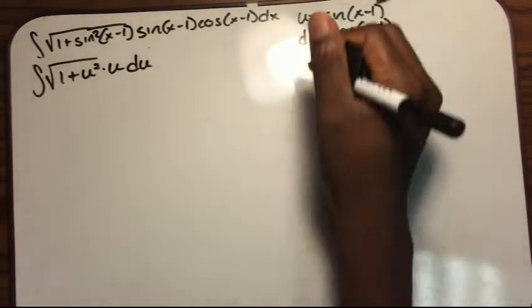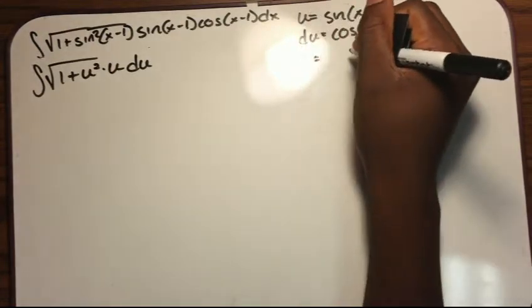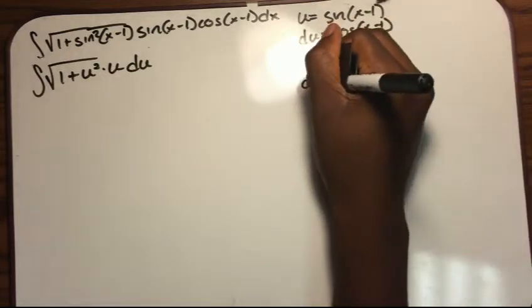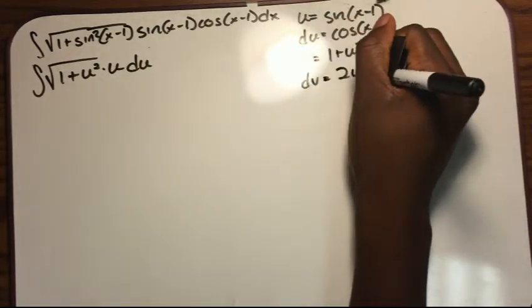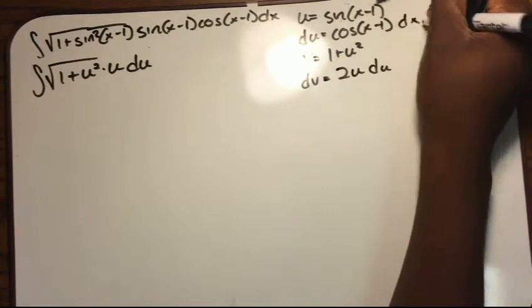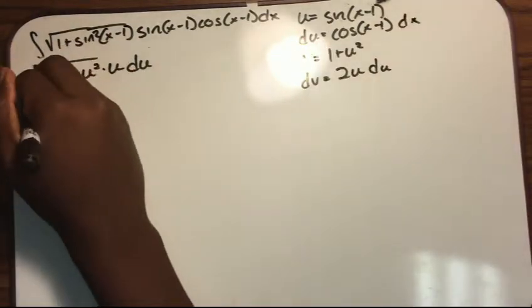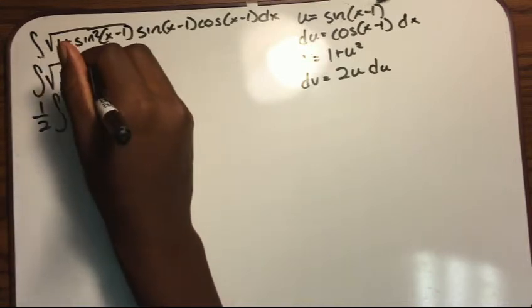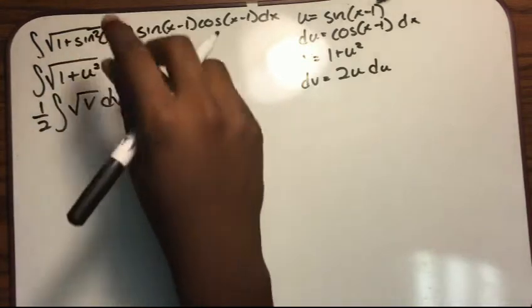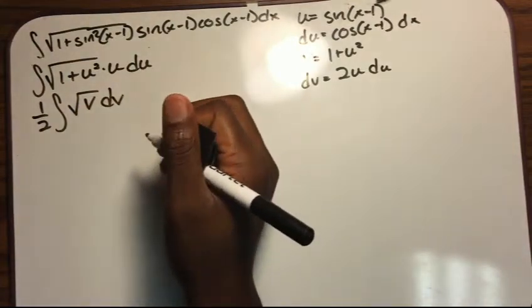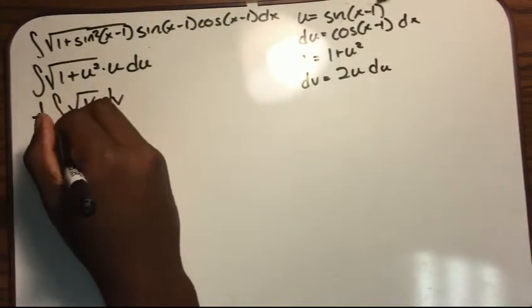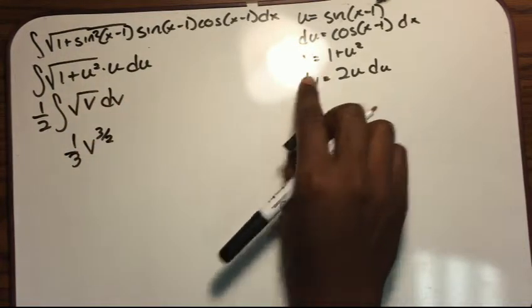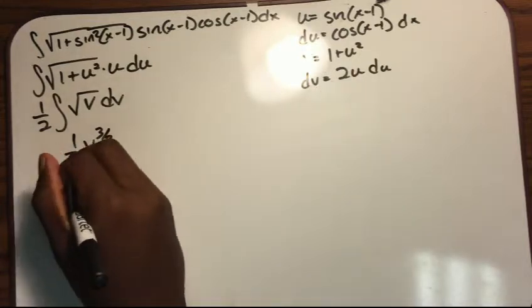From that step, we're going to use v is equal to 1 plus u squared, which means dv is equal to 2u du. And so what you end up getting is 1/2 the integral of the square root of v dv. Now we can evaluate the integral, and you end up getting 1/3 v to the 3/2.